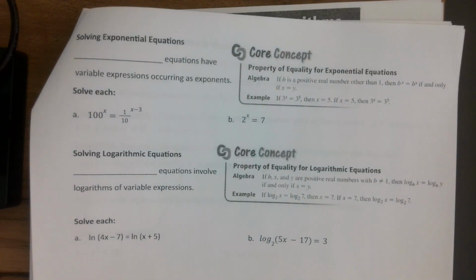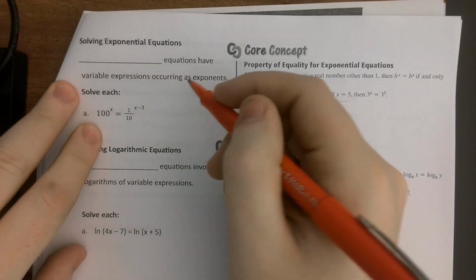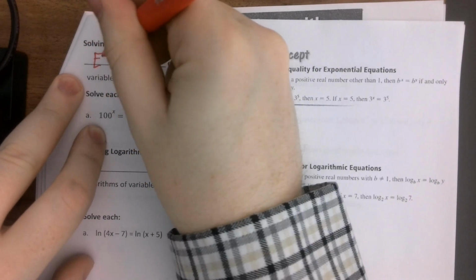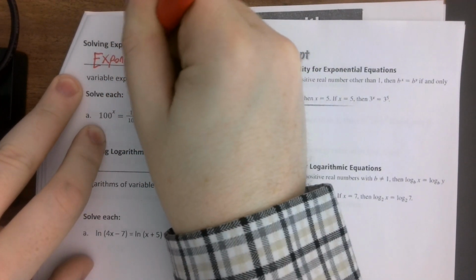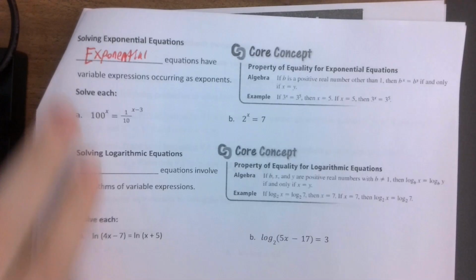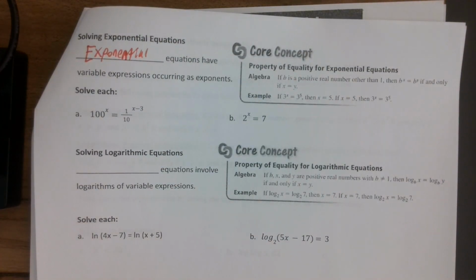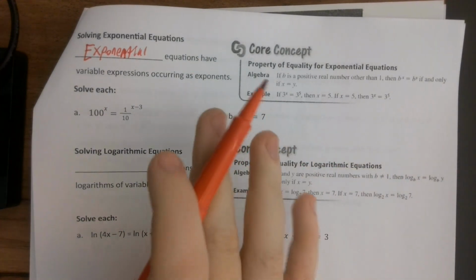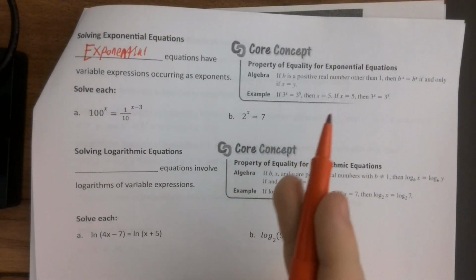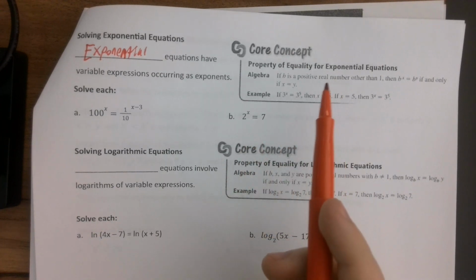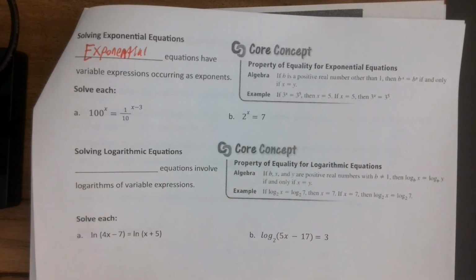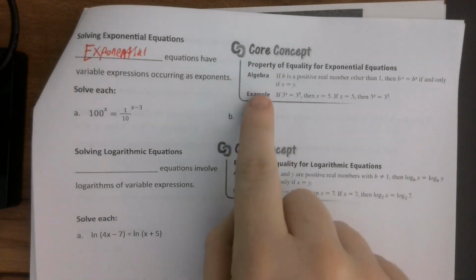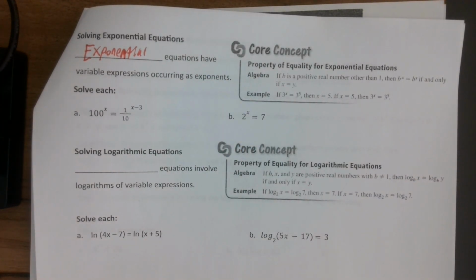Solving exponential equations. So exponential equations are just another name for equations that have variable expressions as exponents. Basically means that we have variables in the exponents. These look pretty tough, but before we go and solve them, I want to give you a trick. There is a property we can use to assist us greatly here. It's called the property of equality for exponential equations.